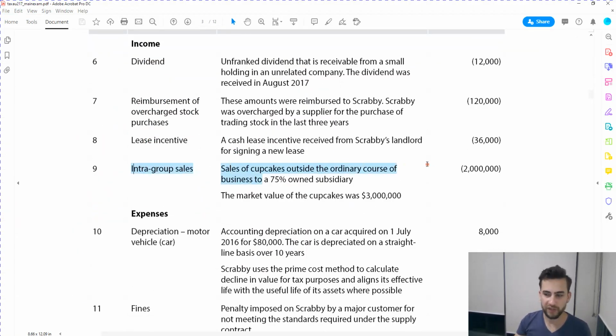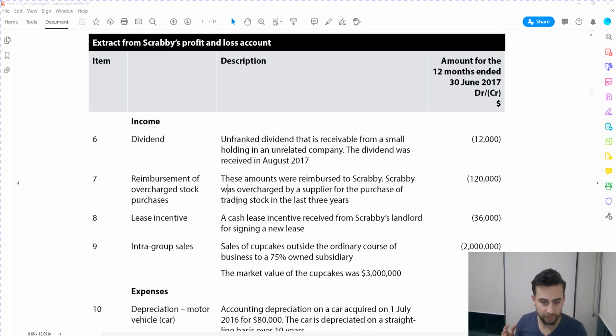Moving on, intra-group sales. So we've actually got $2 million of intra-group sales. Sales of cupcakes outside the ordinary course of business to a 75% owned subsidiary. The market value of the cupcakes was $3 million. For this one, I'm not going to lie, this is a really difficult one, number 9. It's there to separate the people who get a good score with a merit or 100% in the exam. There's no simple way of explaining how to answer this question. You really just need to know the details of the content.